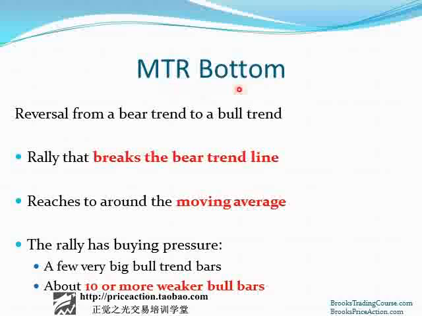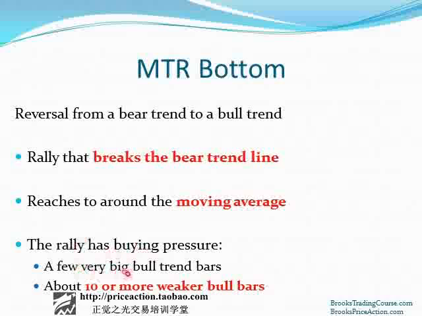For a major trend reversal bottom, it's a reversal from a bear trend to a bull trend. You're looking for a bear trend, and then you're looking for a rally that breaks above the bear trend line. In other words, it breaks above the bear channel. You'd like it to reach around the moving average. The stronger the rally, the more likely you'll get the reversal on the test down. And you want the rally to have buying pressure.